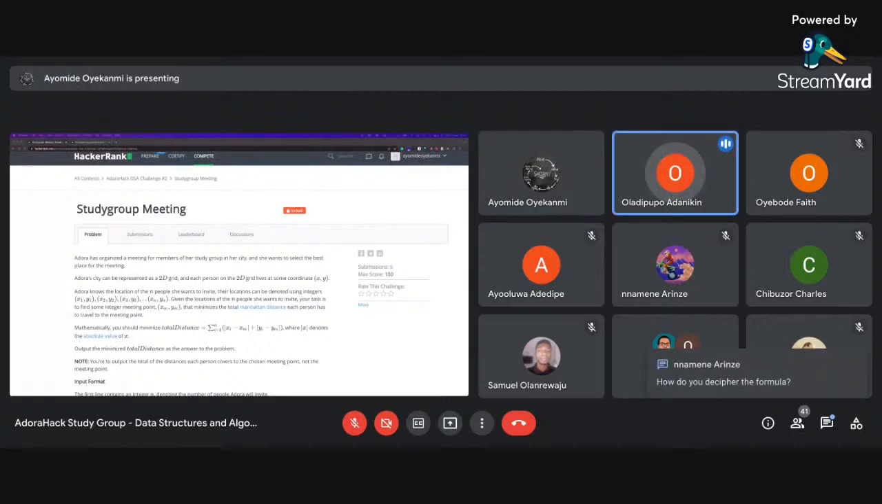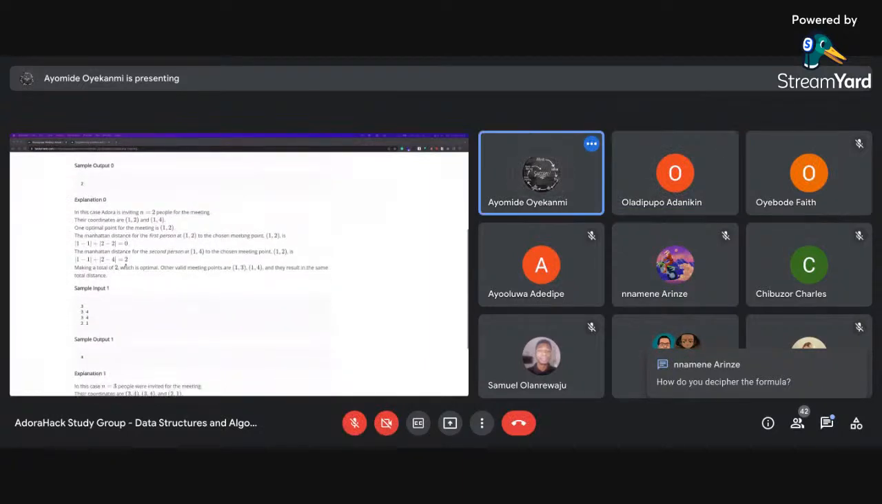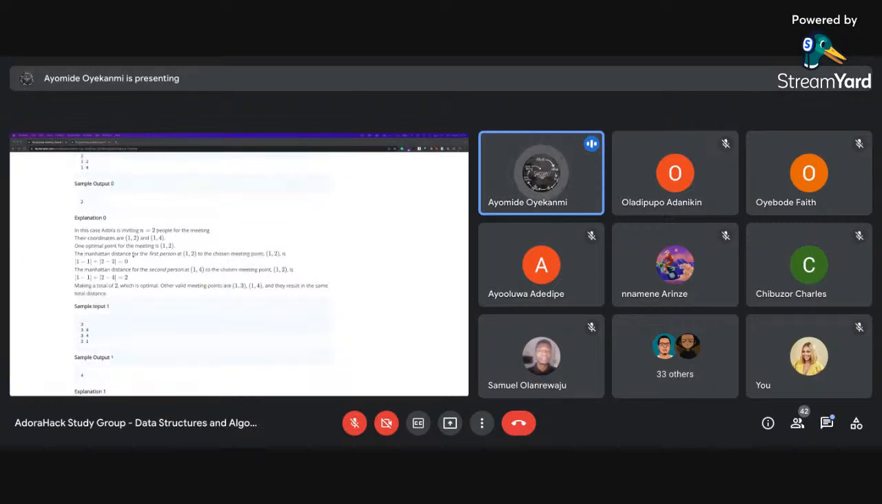Sorry, can you scroll to the first input again? Sure. I don't have questions. How do you decipher the formula? What formula is that?